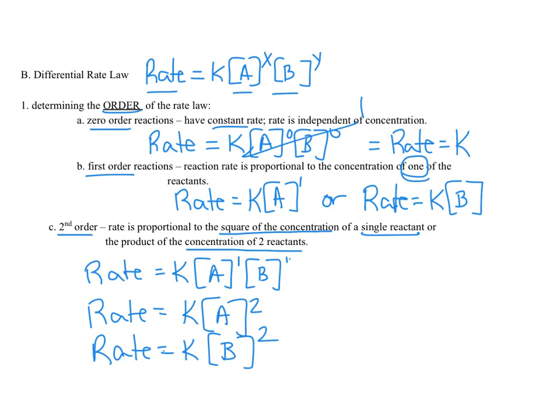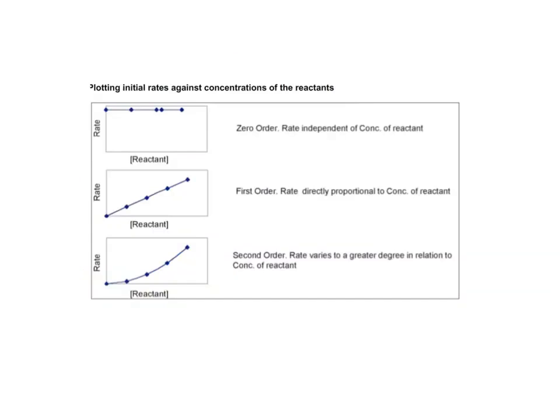Basically, in rate law problems, our job is going to be to figure out what do these exponents equal, and once we figure out what they equal, then we can figure out the rate of the reaction and figure out all kinds of other things.